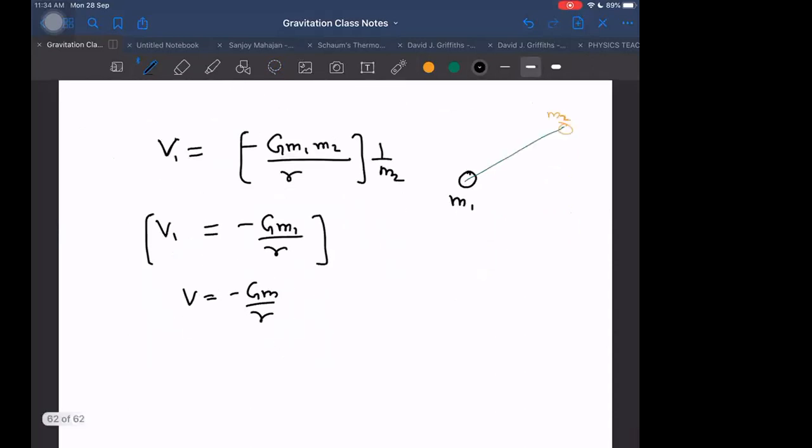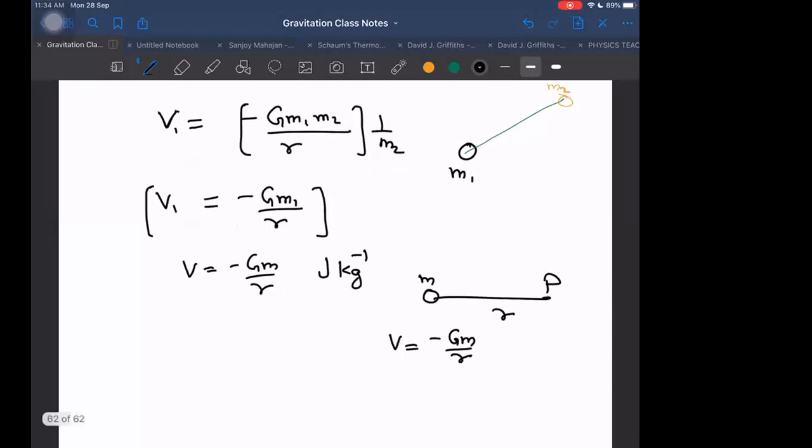In any case, if I have a mass M, and from there I am at a distance R, and at point P I want to find the potential, then I can always write it as just minus GM by R. That is the potential, again a scalar quantity. Dimensions you know already: joule for potential energy, divided by mass per kg. Joule per kg is the dimension. Unit, joule per kg. So this is also a scalar quantity.